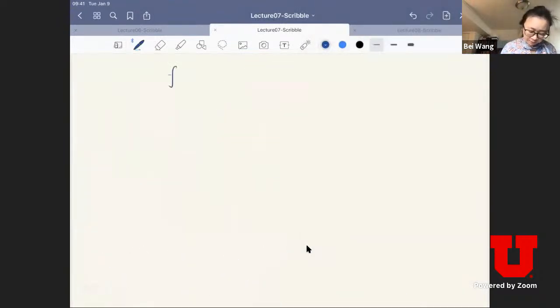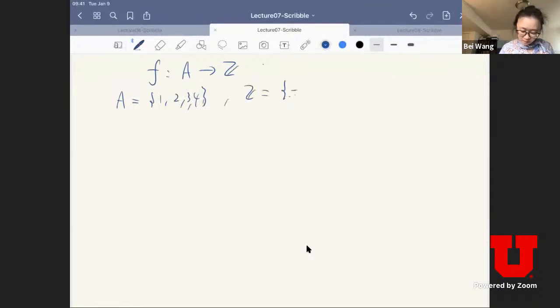Let's say I have a function f. My function f goes from 1, 2, 3, 4. This is my domain, and I map it to some integer. Let me say my function f is from set A to set Z. What is my set A? My set A is just 4 integers: 1, 2, 3, 4. My set Z is all the integers. So Z is an infinite set. And my function is f(x) = 2x.